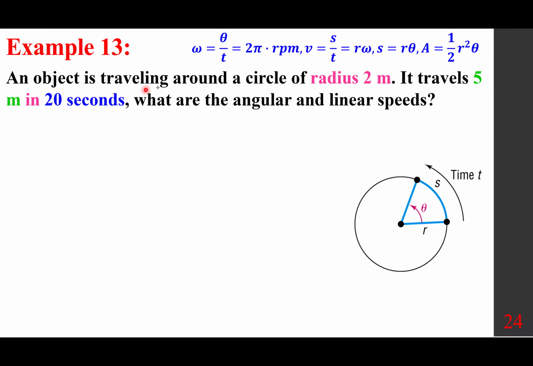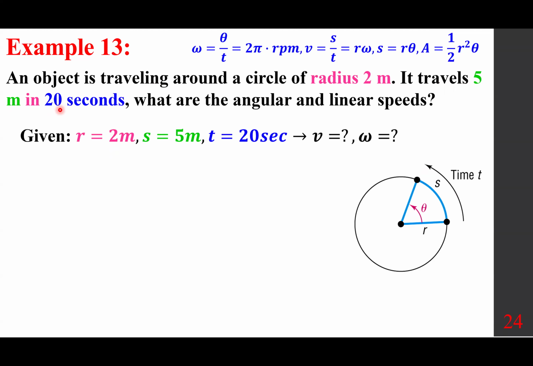An object is traveling around a circle of radius 2 meters. It travels 5 meters in 20 seconds. What are the angular and linear speed? First and foremost, what's given? Well, R is 2. It travels 5 meters. S is 5 meters over the course of t equals 20 seconds. We want to find the V and omega.